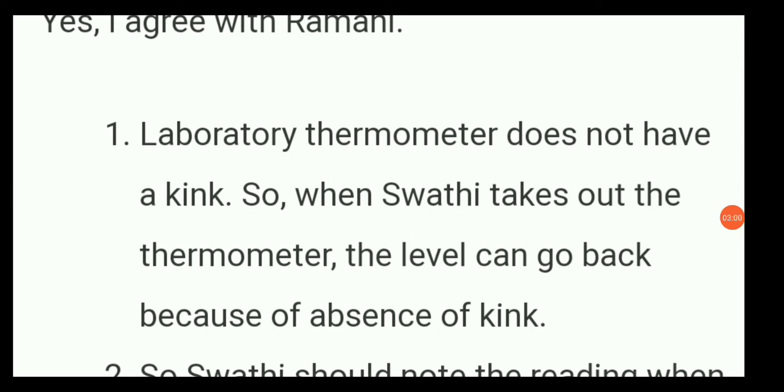So when Swati takes out the thermometer, the level can go back because of the absence of kink.